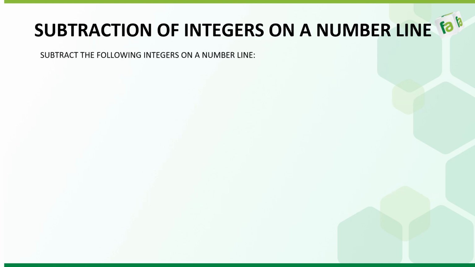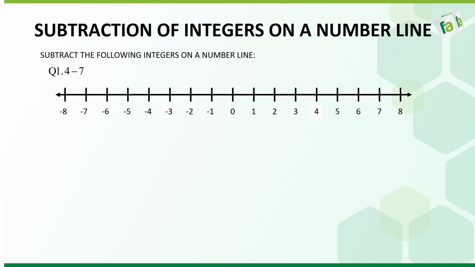Subtract the following integers on a number line. First question is 4 minus 7. Here is the number line. Firstly, we will have to locate 4 on the right hand side of a number line. After this, we are required to move toward left to subtract 7. This takes us to our final answer, that is minus 3.